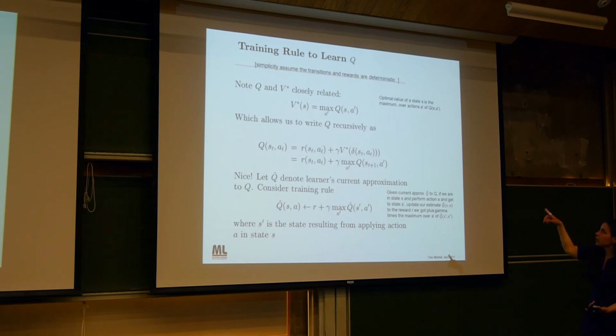Right now I'm showing the algorithm for learning the Q function if we assume the transitions are deterministic. It just simplifies things. If the transitions are deterministic, and I'm in state ST and do an action AT, I deterministically get into the state ST plus 1.